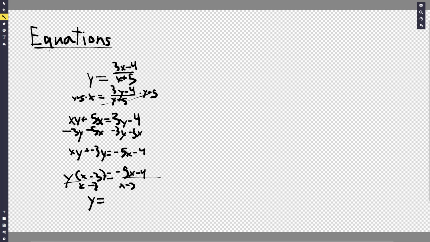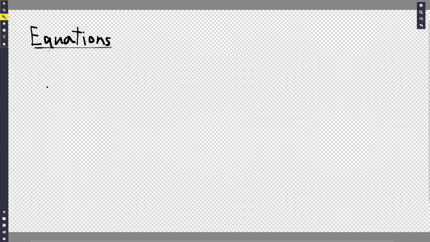So the inverse of the function 3x minus 4 divided by x plus 5 is negative 5x minus 4 divided by x minus 3. Some people don't like having two negatives, so if we multiply the numerator by -1 and the denominator by -1, we can rewrite this as 5x plus 4 divided by 3 minus x. Both of these are valid answers, so whichever one you feel comfortable with, you can use.